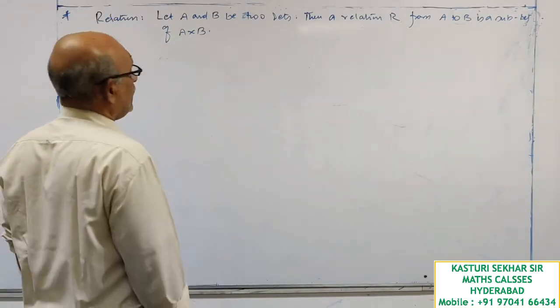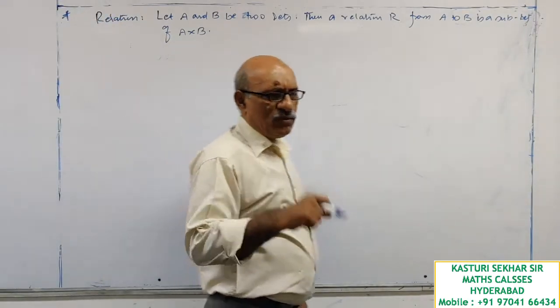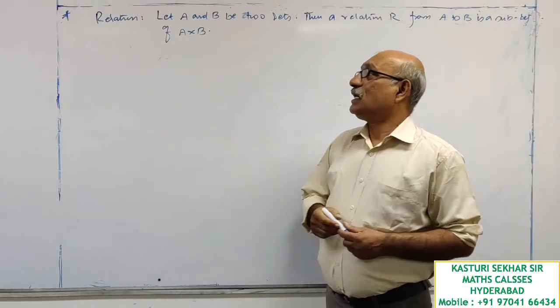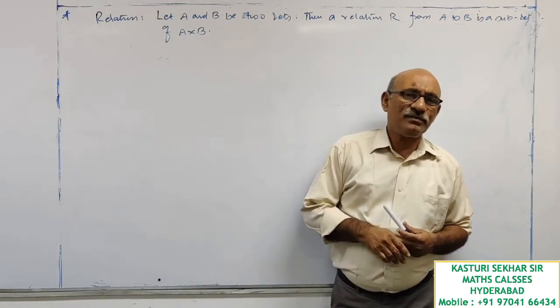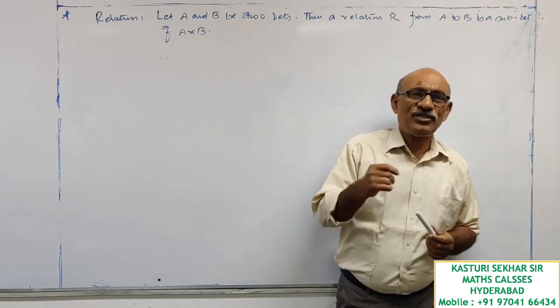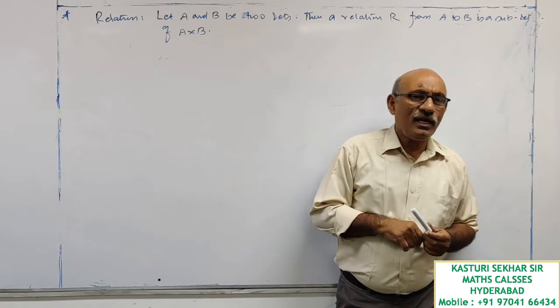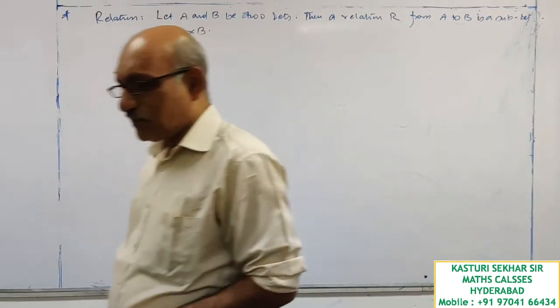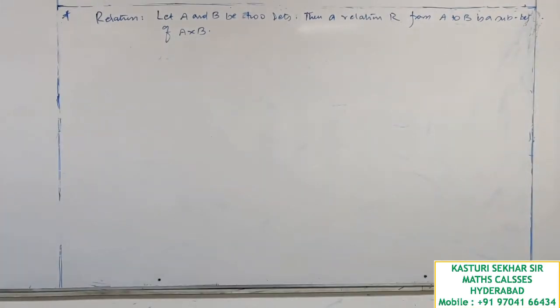What does it mean actually, sir? You take any two sets A and B. Remember they are non-empty. Then calculate A cross B. You define a relation, and the defined relation is a subset of A cross B. Then you can say it is a relation. I'll take up an example to explain the meaning of this.